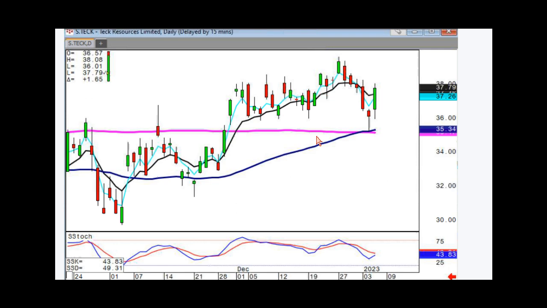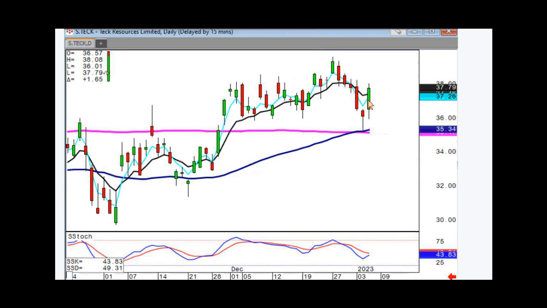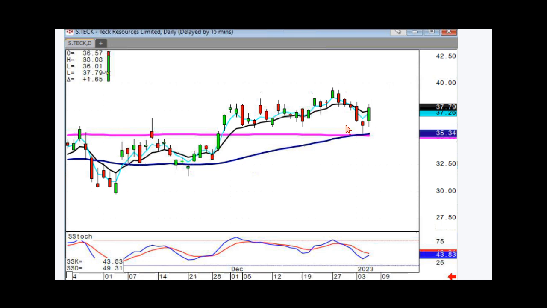TECK. If you were short, I would have covered the short. I probably wouldn't be going long. Just no real great direction. Buy tomorrow, you could, but it's probably not your best trade setup because you're still kind of in that sideways mode.